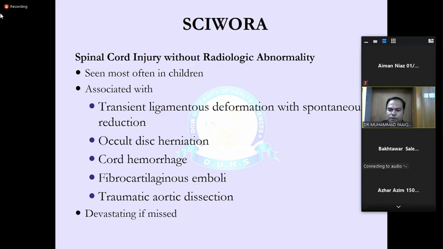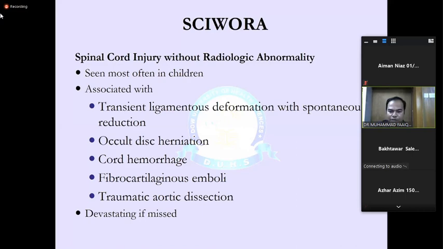So, because the patient has no bony injury, that's why X-ray and CT scan will be normal. But the patient has spinal cord injury, and cord injury you cannot assess with the help of X-ray or CT scan. X-ray and CT scan will be normal if there is no bony injury.